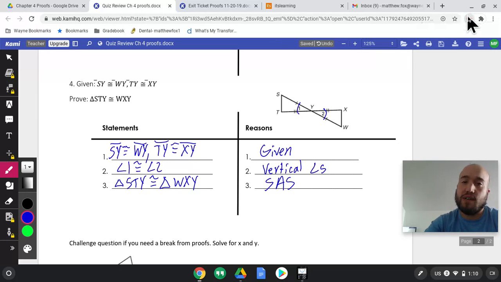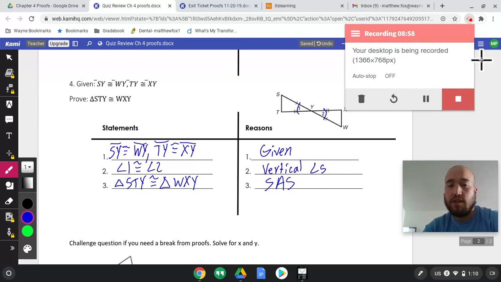Alright, so that's all I got for you today. Hope you guys have a great day, and please reach out if you have any questions. There are two questions like this on It's Learning. Remember I said instead of putting the triangle sign, you can just write the word triangle. Instead of putting the congruent symbol, you can just put equals. So a few small things like that, but do your best and let me know if you need anything.